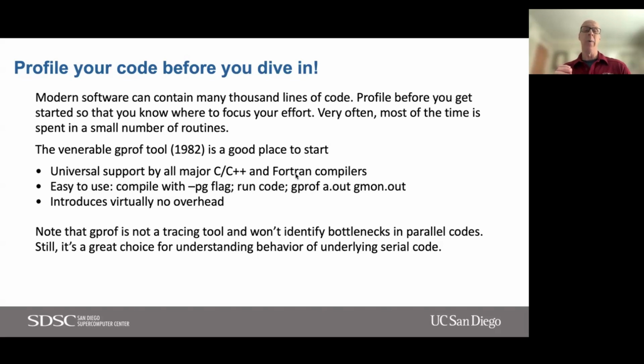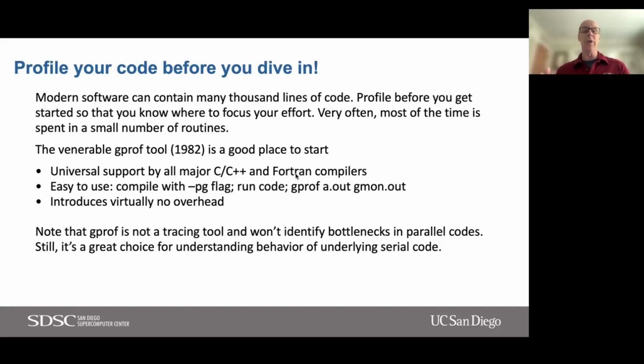You simply compile with the -pg flag, you run the code. When you're all done, you're going to have an a.out file and a gmon.out file. You just run gprof a.out gmon.out, where a.out is your executable and gmon.out is the binary output from the run, and you'll get your results. I'll show this in the next couple of slides. And finally, gprof introduces virtually no overhead.